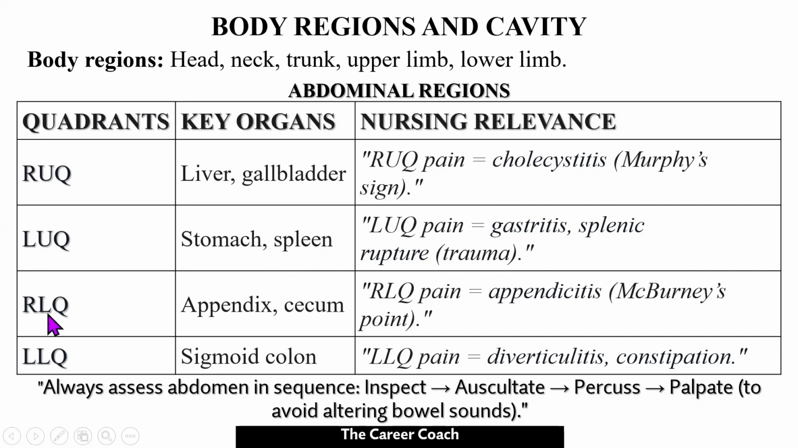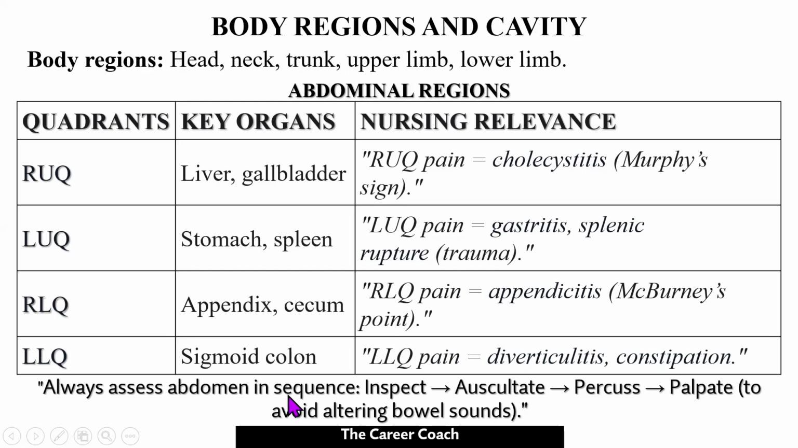The next one is the right lower quadrant. The organs found there are the appendix and the cecum. If there is right lower quadrant pain, it could indicate appendicitis at McBurney's point. The next one is the LLQ, which is the left lower quadrant. The organ found there is the sigmoid colon. If there is left lower quadrant pain, it could indicate diverticulitis or constipation.